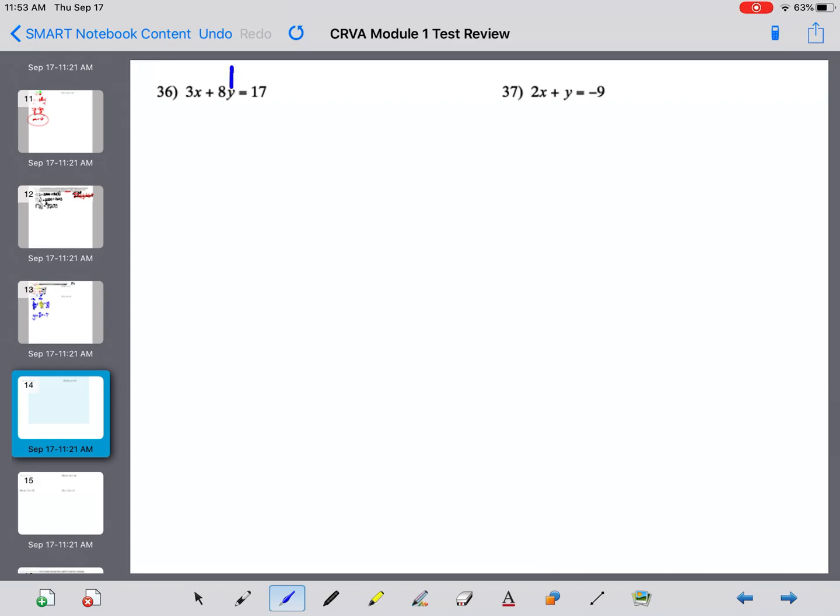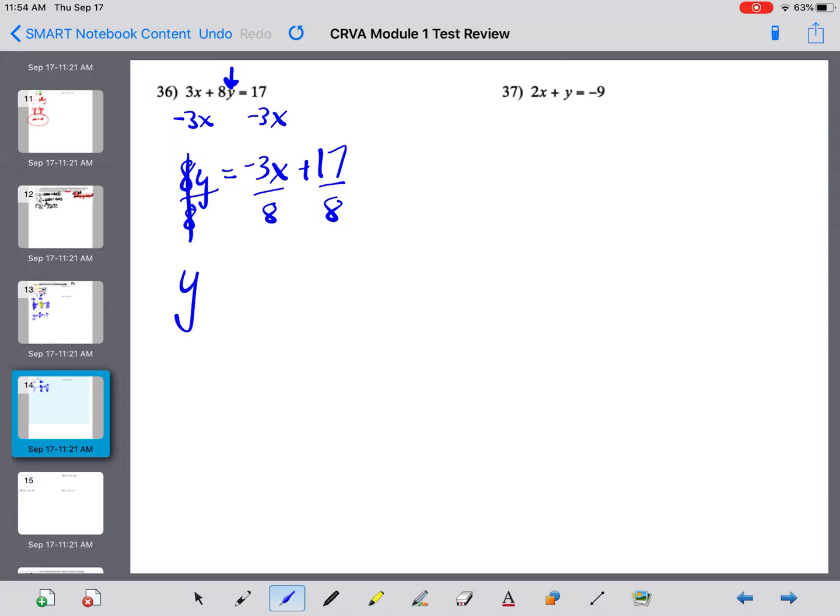Number 36, we're solving for y to get it into slope-intercept form. So I subtract off 3x. And now I get 8y equals, and now I write the x term first. So minus 3x, and then I add 17. Now we divide by 8 to get y by itself completely.